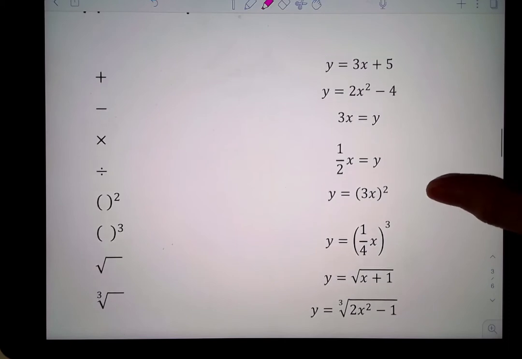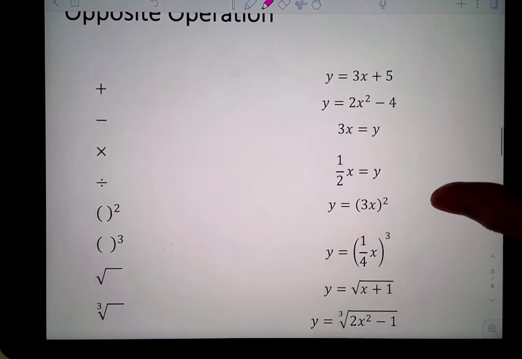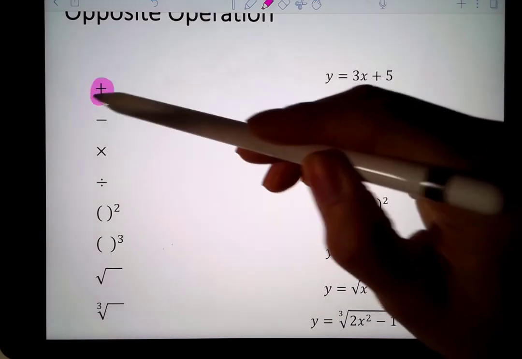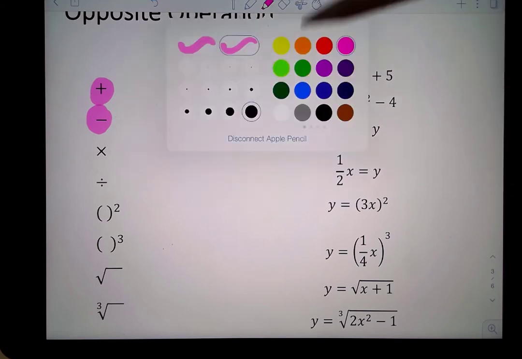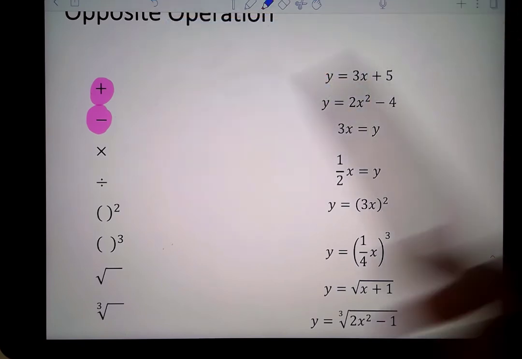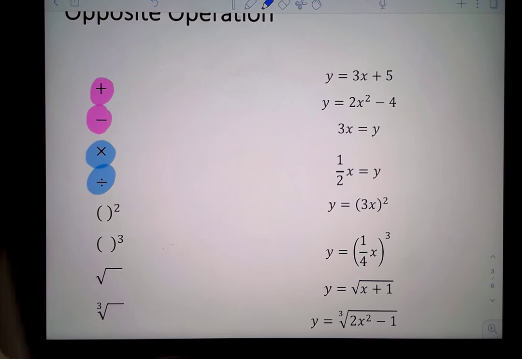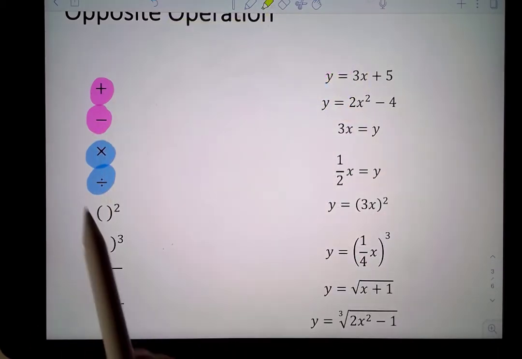And before we do that, let's go over the opposite operations, guys. So plus and minus, they are opposite. You know that, right? When you have plus, to cancel that, you subtract. When you have minus, to cancel that, you add, right? And then multiplication and division, they are inverse. So when you see products or any coefficient, then to cancel that one, you need to divide. When you have division or a fraction, then you need to multiply by the denominator to get rid of your fraction, right?